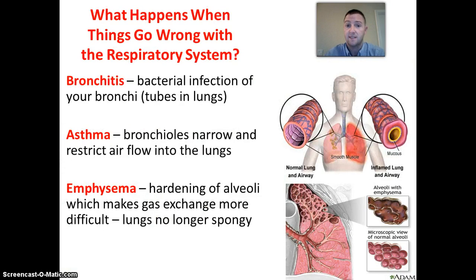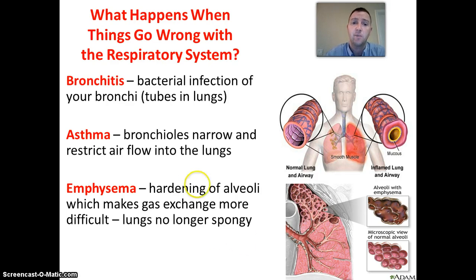All right, third and last slide. What happens when things go wrong with the respiratory system? Well, I chose three things to kind of show you. Bronchitis, which if I don't take care of my cold, could turn into bronchitis. Right now it's just a head cold. Nasty head cold, but it's a head cold.